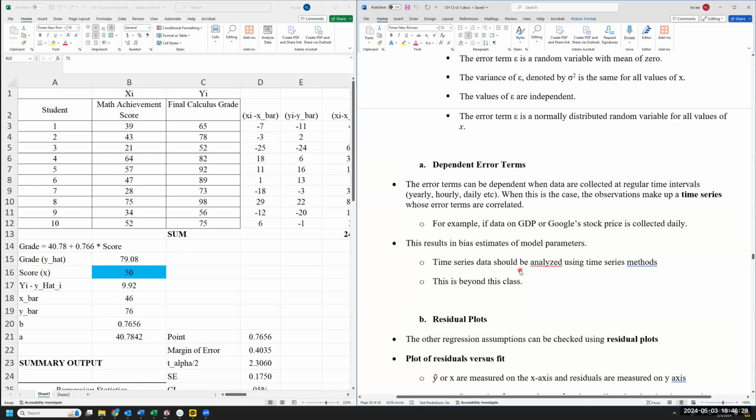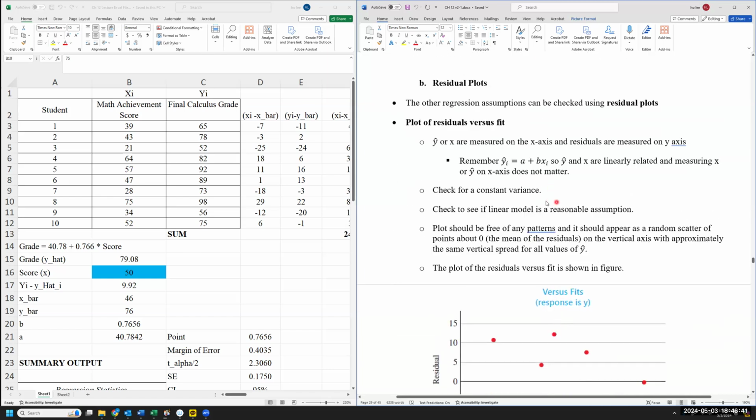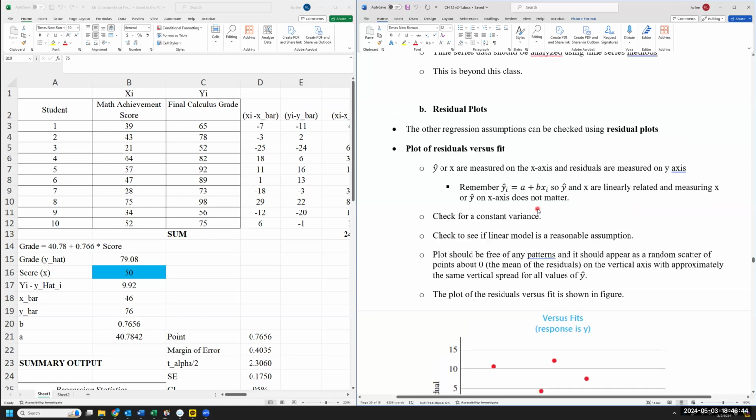Again, we have to rely on time series data methods. This is beyond this class, but just a heads up. All right, let's go to some things we can do something about and check. The first thing we're going to go through is residual plots.